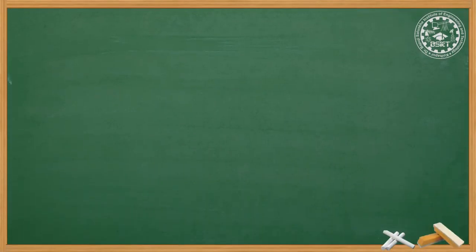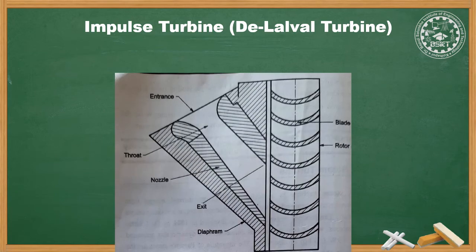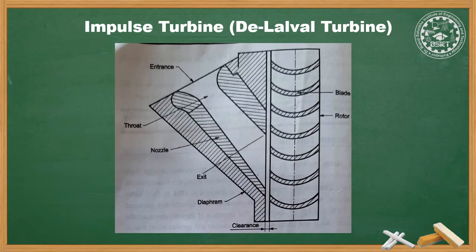Basically, there are two types of turbine. One is an impulse turbine and second is a reaction turbine. First, impulse turbine, also known as de Laval turbine. The impulse turbine consists of one fixed set of nozzles mounted on a diaphragm that orient the steam flow into the high speed jet, which is followed by one set of moving blade ring as shown in the figure below for a single stage impulse turbine. The figure shows the nozzle connected to the blade and rotor assembly.